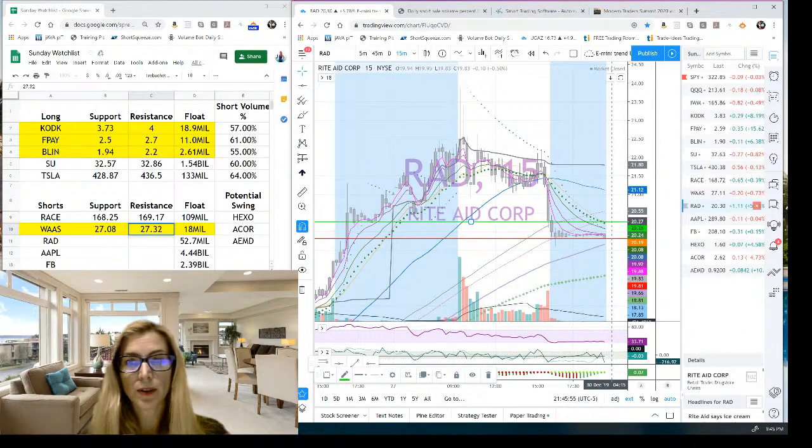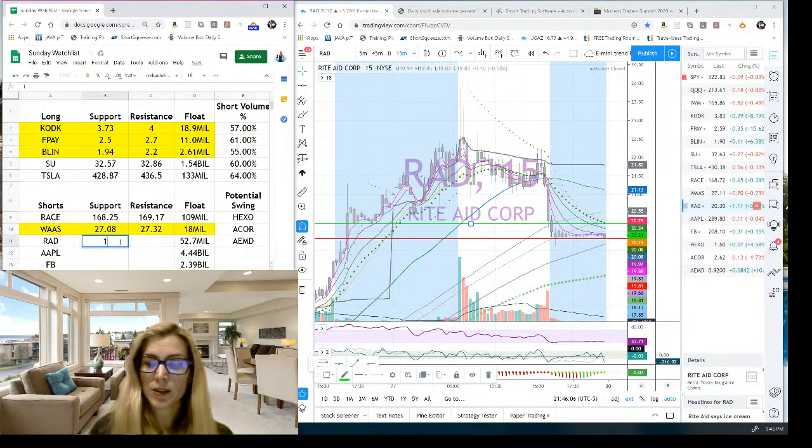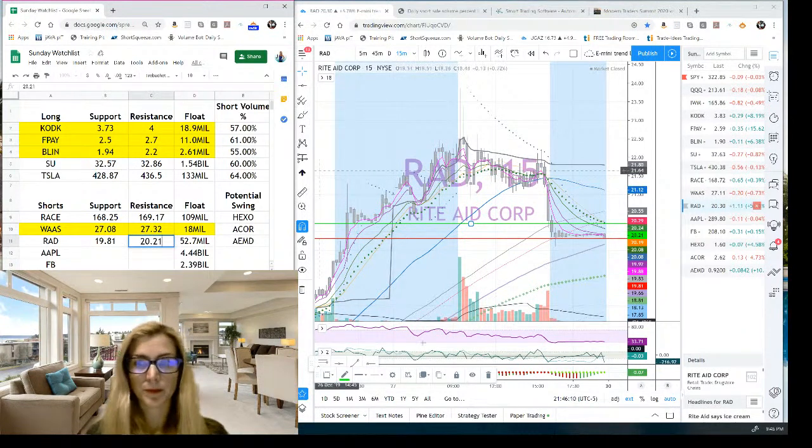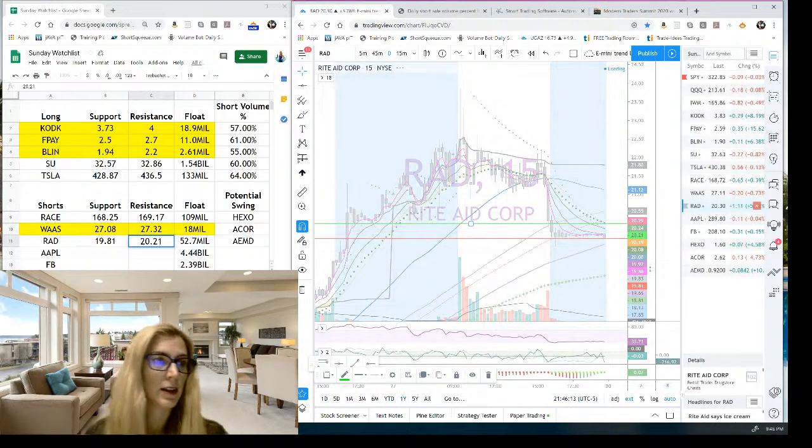And I would look for the resistance right here that was support in the past. I would like that to break down, right? Because more than likely there's going to be computers defending that range again. So 1981 and 2021. All right.